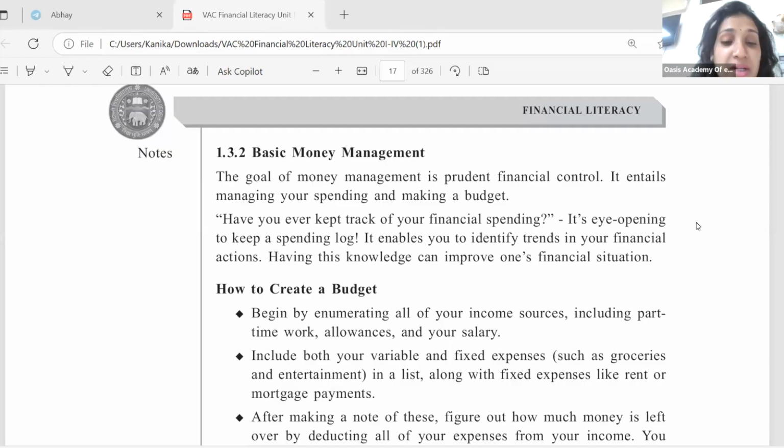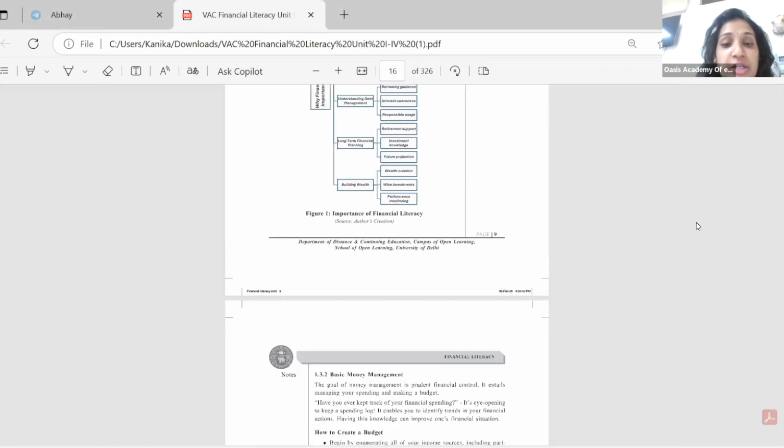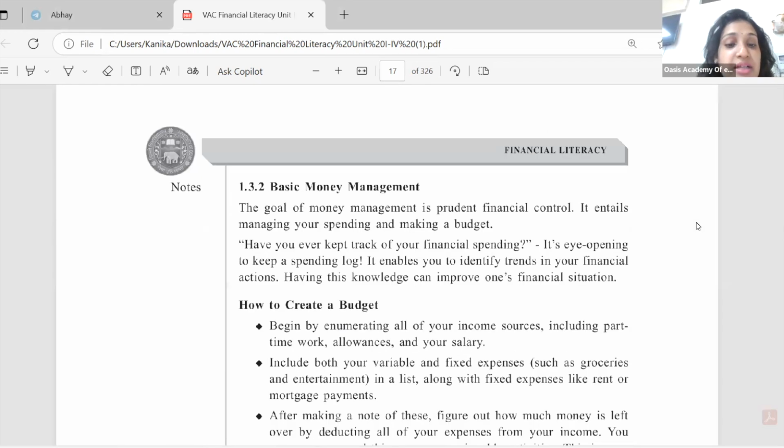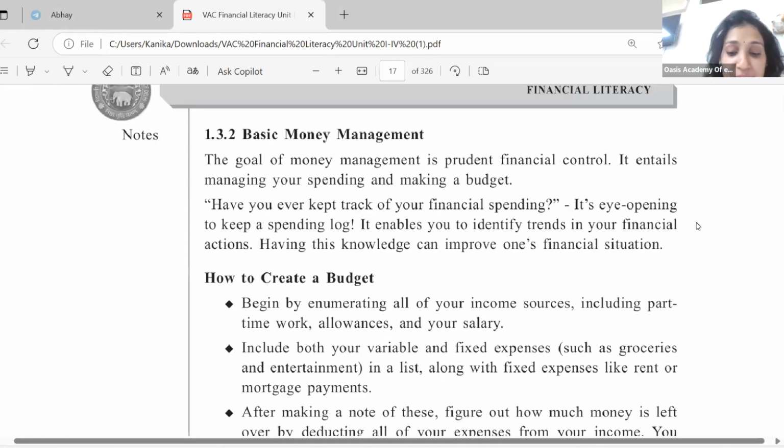Good morning, everyone. Today, I will continue with the chapter Financial Literacy and Financial Planning. Let's start with basic money management.